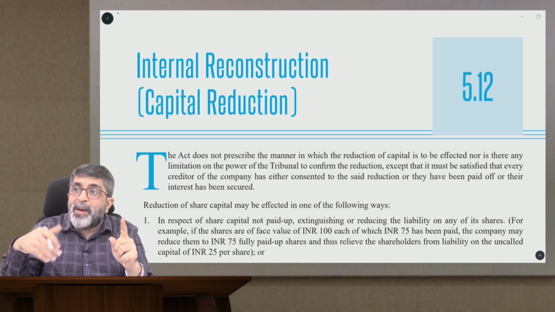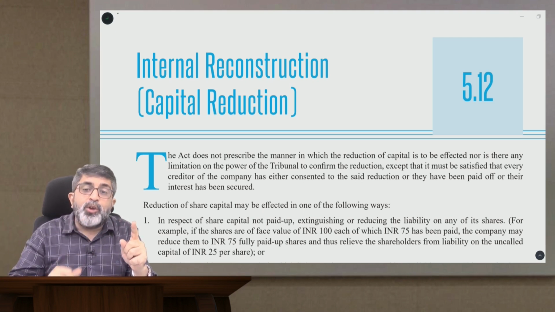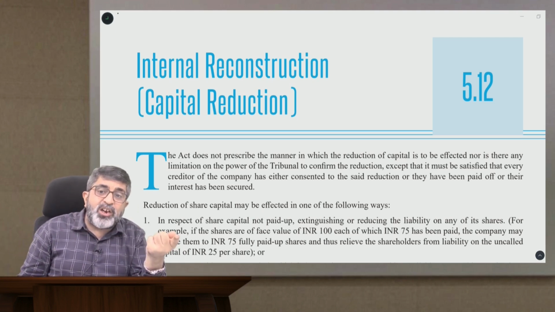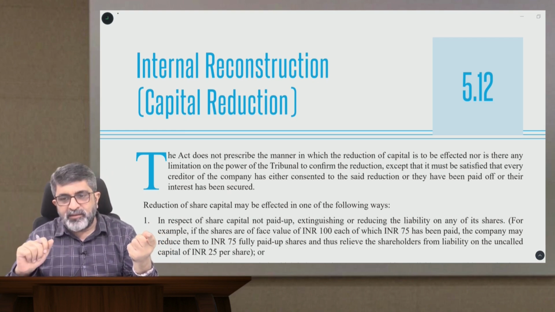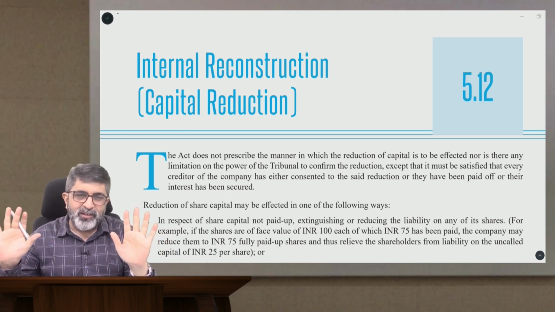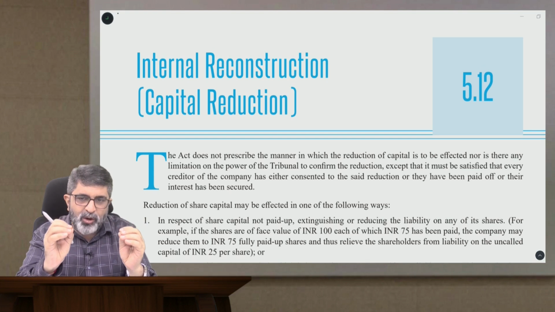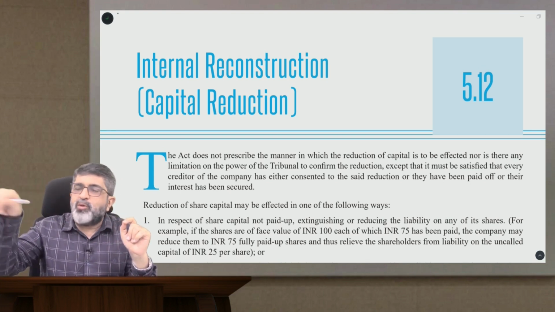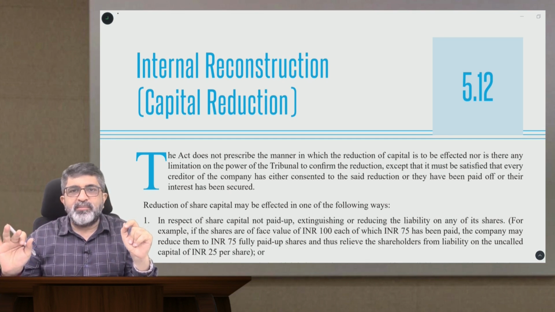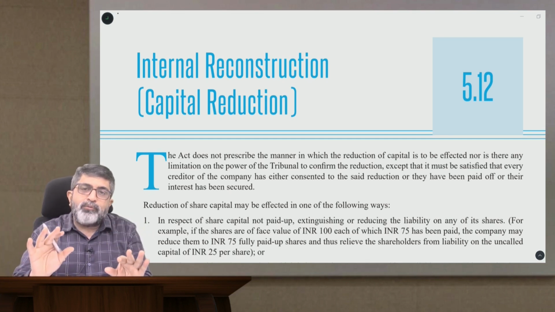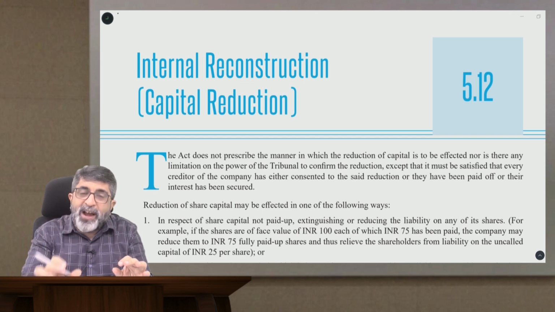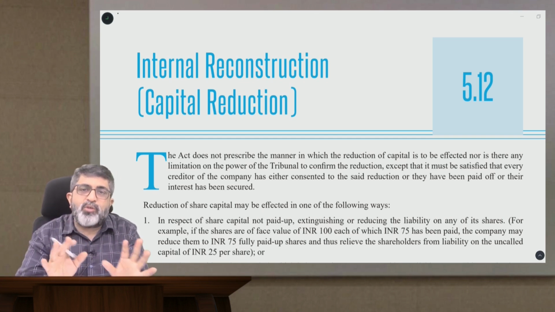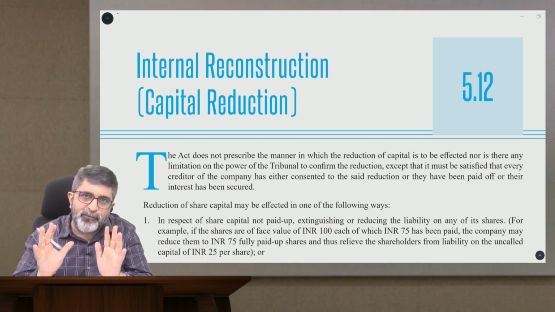So how will you pass entries to knock it off? You will now debit the reconstruction account and credit all your losses. Understood? You will debit the reconstruction account and credit all your losses. So reconstruction account debit to accumulated loss. And then what you have to do is you have to finalize the reconstruction account. Is there any balancing figure left over there?